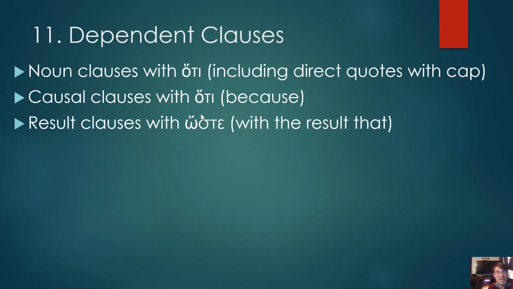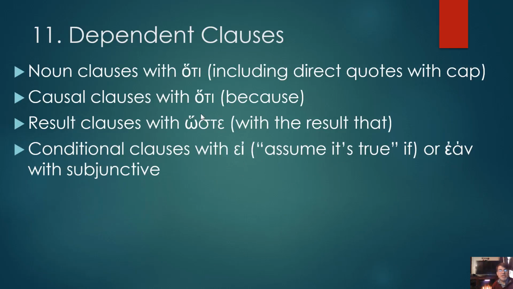Almost all of these that I'm telling you now take an indicative verb unless I tell you otherwise. Hoste can also take an infinitive, as in "so that him to be very afraid." That would be another kind of hoste construction with an infinitive. Conditional clauses. There are four basic kinds of conditions in Greek. The first one is the "assume it's true if." If you are the Son of God, throw yourself down. That's going to use the conjunction ei with an indicative verb.